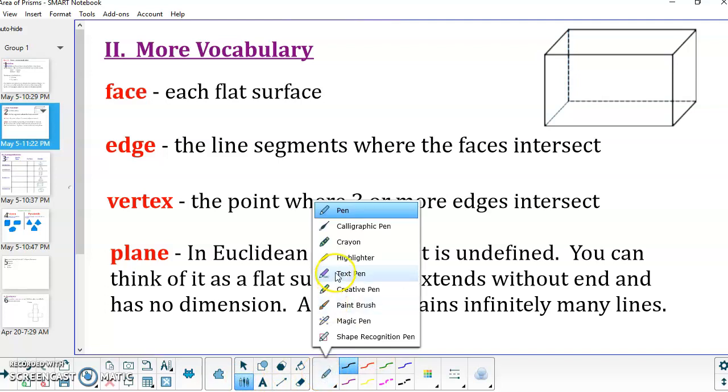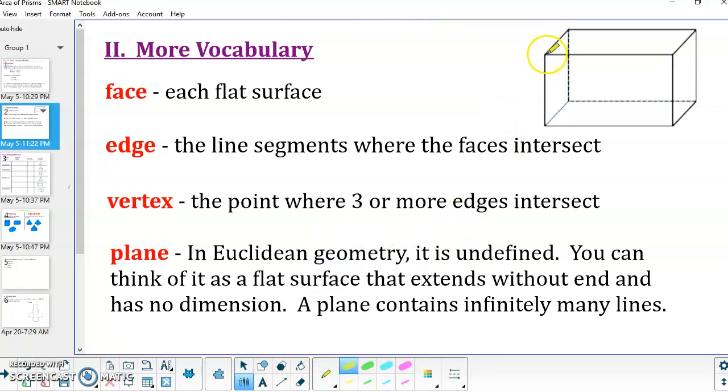So let me get my highlighter here. This would be an example of an edge. And then a vertex is where those three edges intersect. So this, for example, would be a vertex. That's where this edge and this edge and this edge intersect. And I guess I should say three or more, because in a pyramid, we might have more than three edges that are intersecting there at our vertex point.